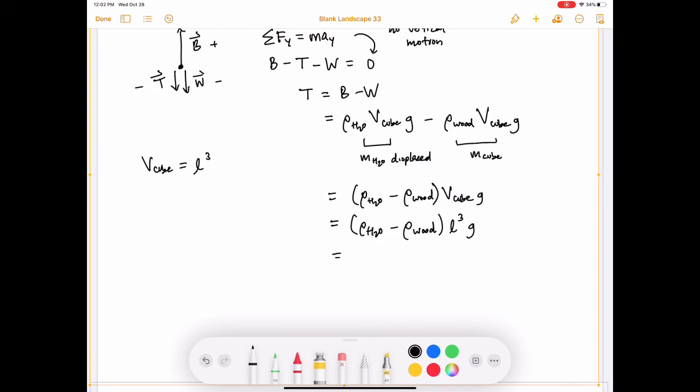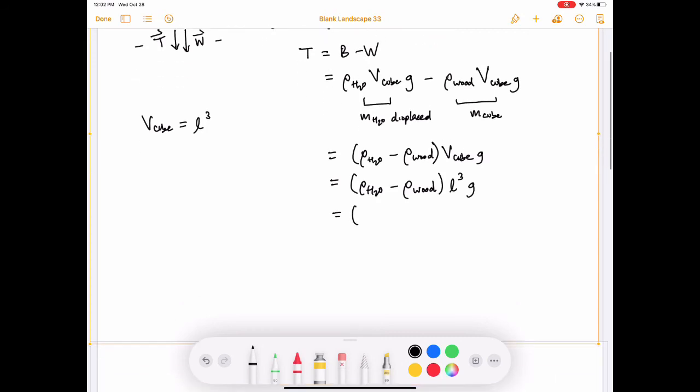So now we can plug in the numbers. For the density of the seawater, or the salt water, we have 1,029 kilograms per cubic meter. Subtract the density of the wood, 665 kilograms per cubic meter. Then we have L cubed. L is 25 centimeters or 0.25 meters, and then cube that guy. And then G is 9.8 meters per second squared.